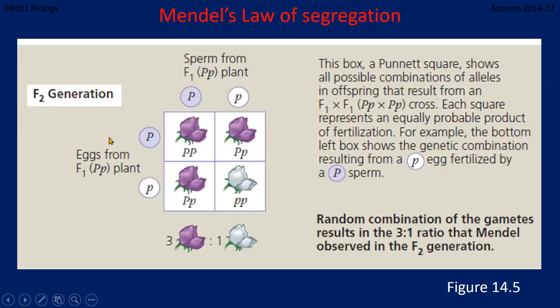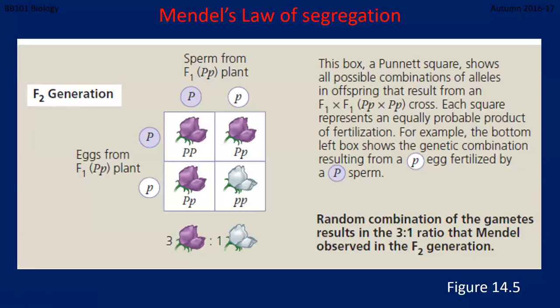The next one, the capital P from here and small p from here. And for this particular element, I will take the capital P from here and small p from here. And in these two cases, capital P and small p, the dominant trait will get expressed. That way, from this possible combination, I can predict that there would be 3 purple flowers and 1 white flower, and that is exactly what Gregor Mendel saw.